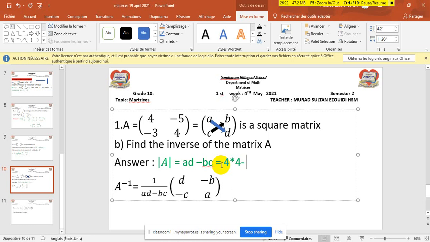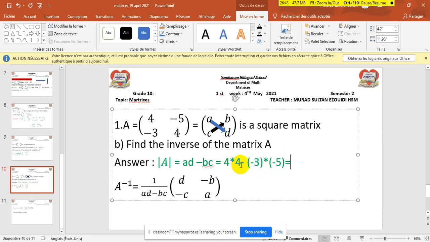Minus, between parentheses, negative 3. Why negative 3? Because this is negative. Multiply by, between parentheses also, negative 5. Why negative 5? Because this is negative. I put the negative sign inside the brackets. Then I will try to calculate this, my daughters.